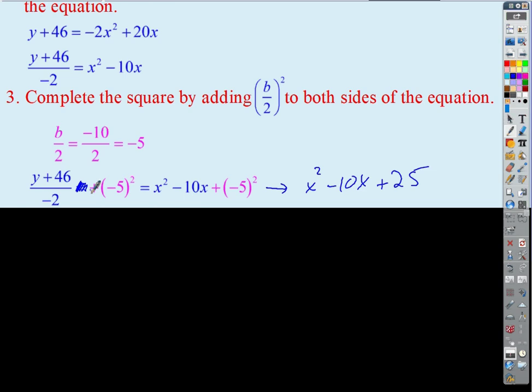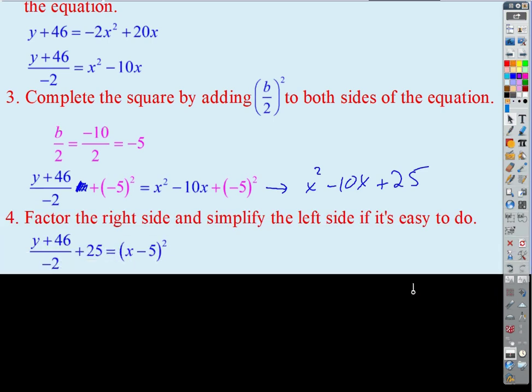-5 and -5, right? So it worked. If we have a perfect square trinomial, that means we're getting the same magic number twice, right? So we get -5 and -5. And so the right side is going to factor into x plus -5, or x minus 5 times x minus 5, right? Which is just x minus 5 squared.